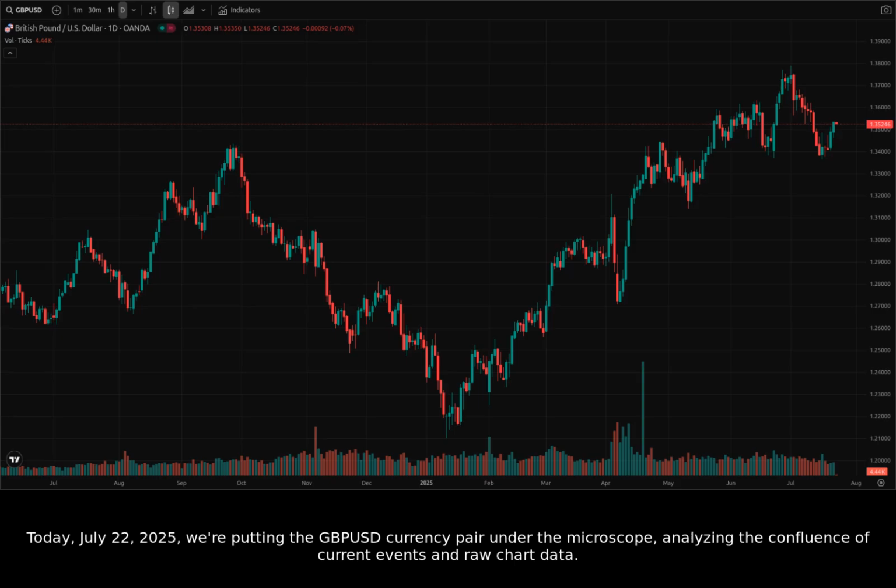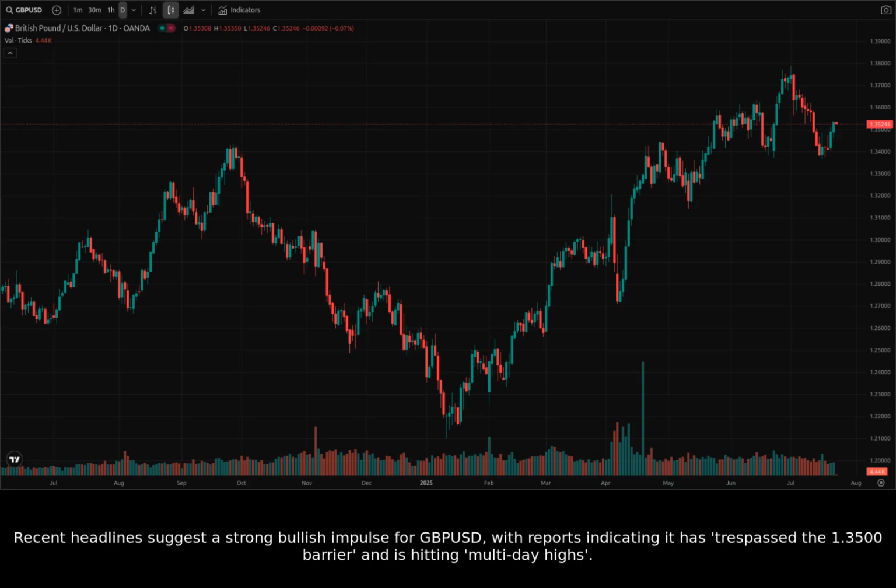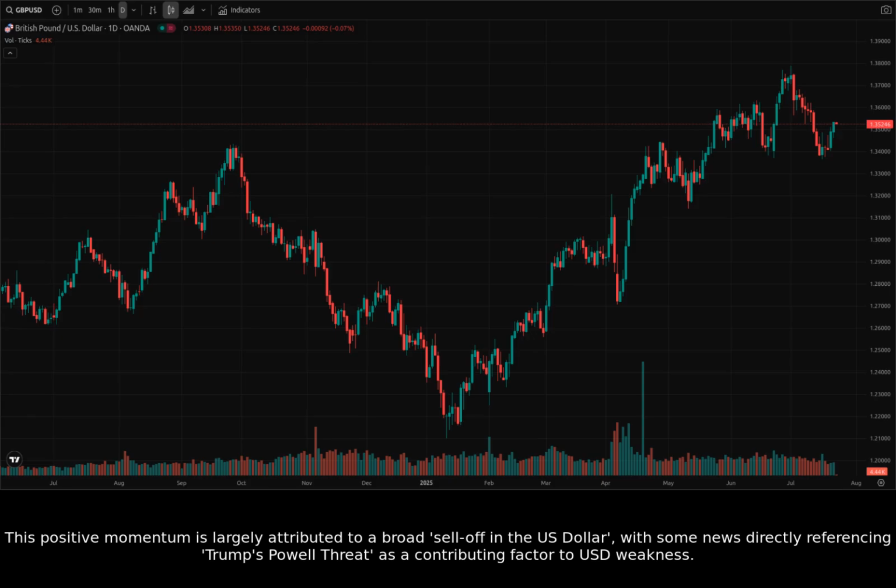Today, July 22nd, 2025, we're putting the GBPUSD currency pair under the microscope, analyzing the confluence of current events and raw chart data. Recent headlines suggest a strong bullish impulse for GBPUSD, with reports indicating it has trespassed the 1.3500 barrier and is hitting multi-day highs. This positive momentum is largely attributed to a broad sell-off in the US dollar, with some news directly referencing Trump's Powell threat as a contributing factor to USD weakness.